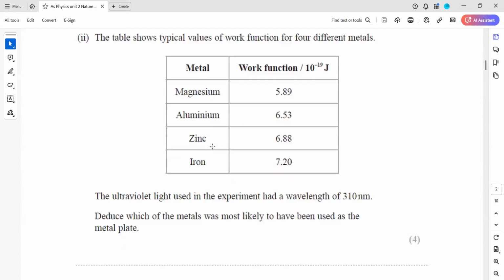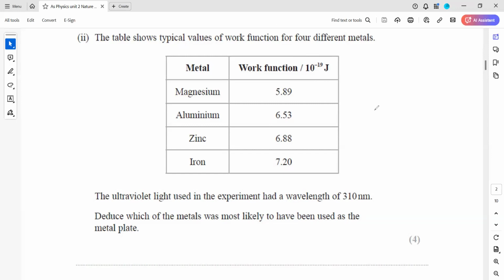The next question: the table shows the typical values of the work function. Yes, the mass of the electron is fixed, and it will be in the constant value sheets, 9.11 × 10^-31. You have to use that constant value. The table shows the typical work function values for 4 different metals: magnesium, aluminium, zinc, iron. Ultraviolet light used in the experiment had a wavelength of 310 nanometers. Deduce which metal most likely was used as the metal plate.